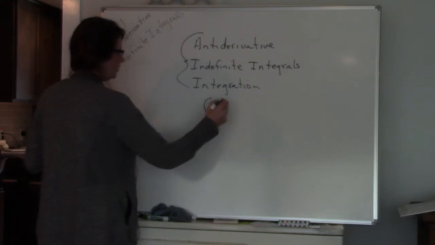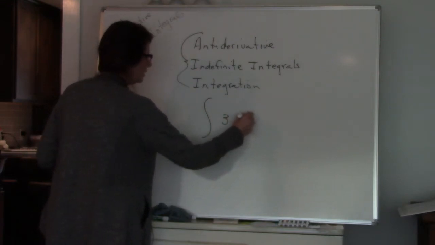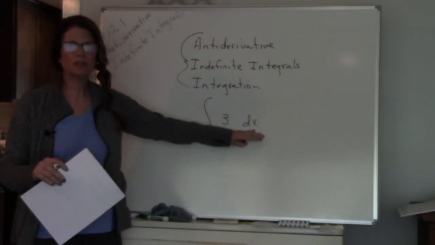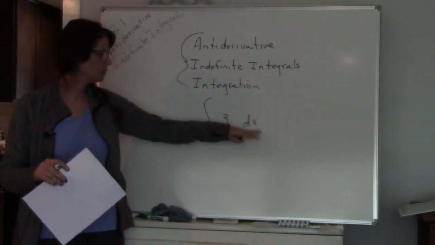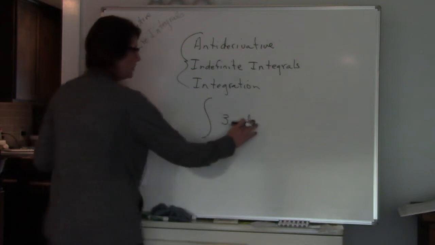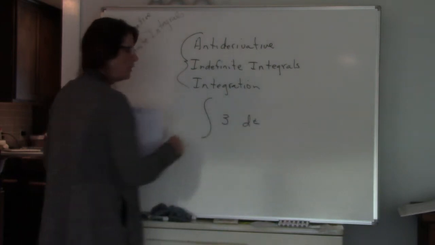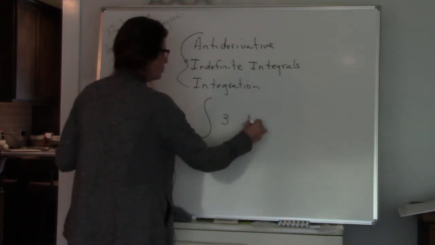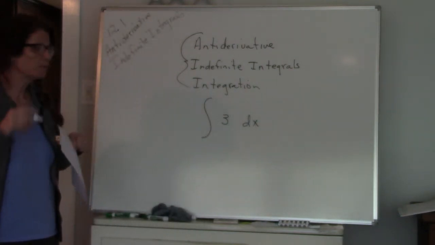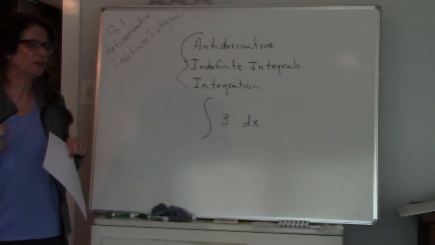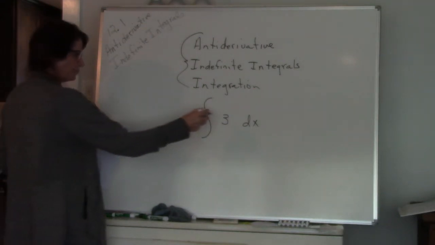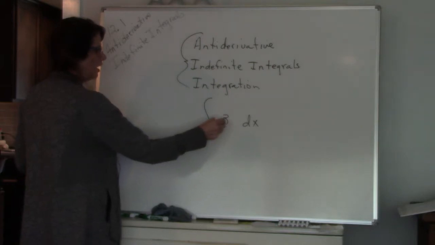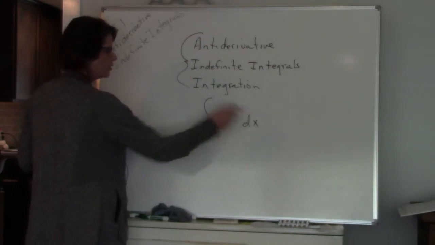So the antiderivative of 3 dx. And again, this dx is just notation. We're finding 3 in terms of x. If this was dt, now I'm finding the antiderivative in terms of t. Just because you're used to x, that's why we use dx, but it's just notation is all it is. So I'm looking for the indefinite integral of 3 in terms of x.